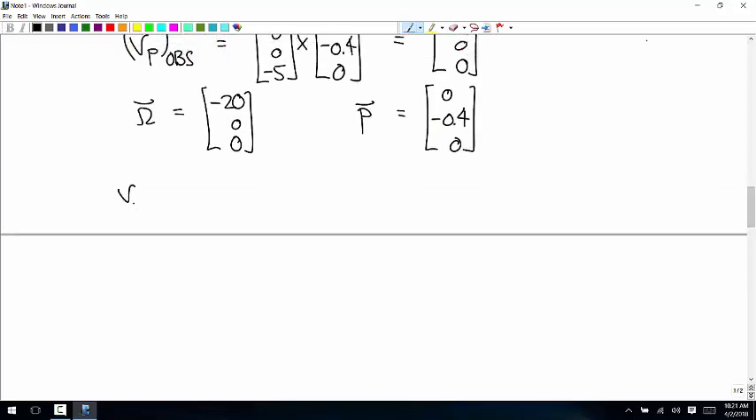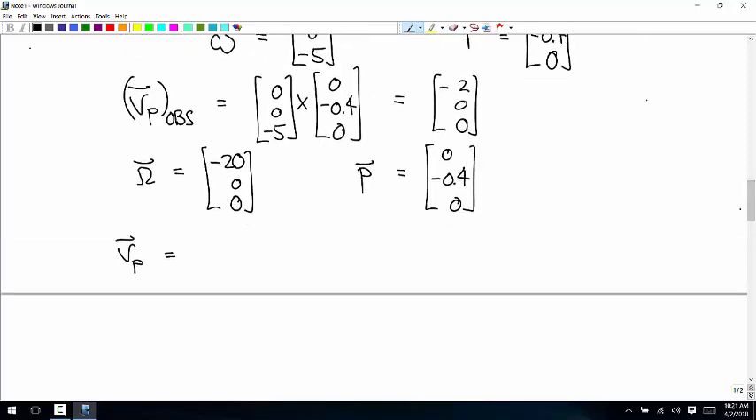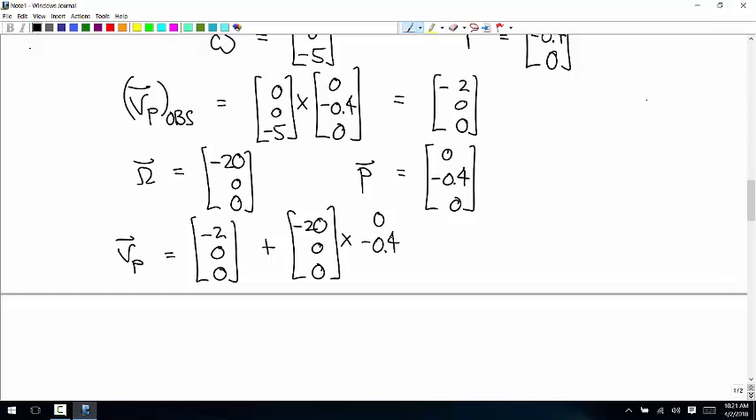And so now the velocity vector of that point P is equal to negative 2, 0, 0 plus negative 20, 0, 0 crossed with 0, negative 0.4, 0. And that is negative 2, 0, and then 8. And that's meters per second.